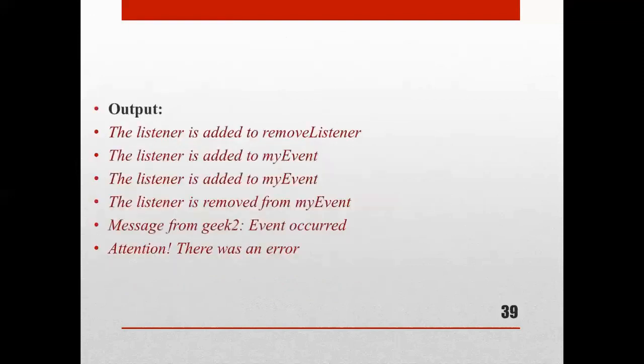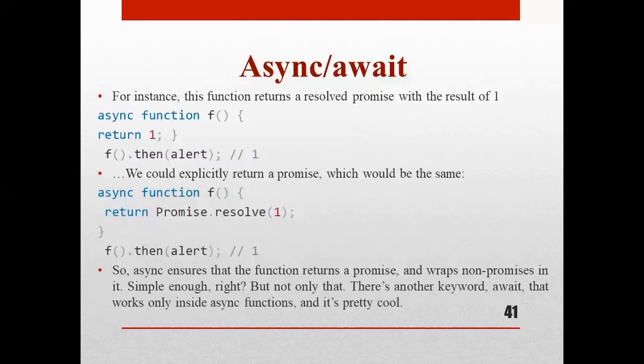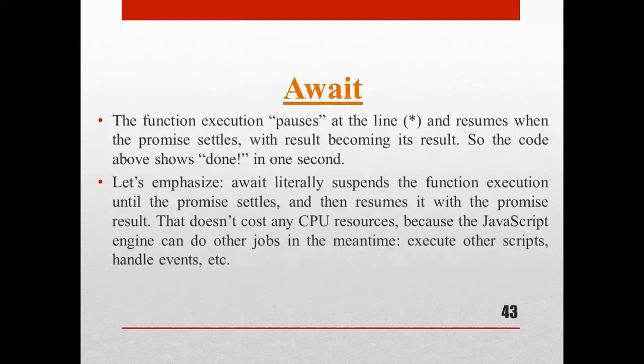And we have seen async and await. Async functions make a function return a promise, and await makes a function wait for a promise. We have seen that the await keyword works only inside an async function, and we have seen an example for that, await with an async function.